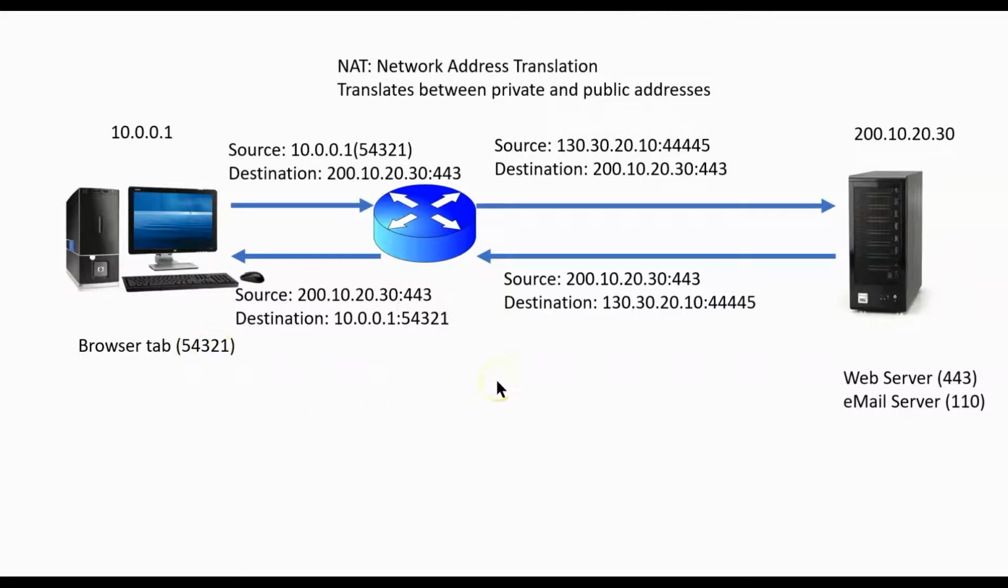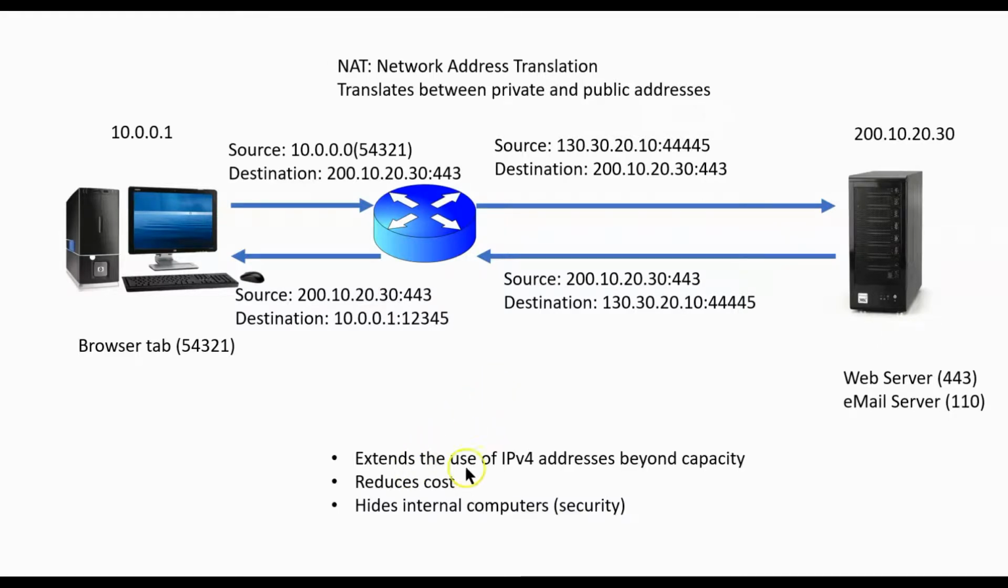Now, what does this do for us? Why do we need NAT? Well, there are 3 good reasons why we need NAT. First of all, it extends the use of IP version 4 addresses beyond its capacity. Because there can be literally thousands, and there are probably tens of thousands or millions of computers that have this same private address. And we can do that. We can duplicate the address because all of the computers on that private network are all translating to one single public IP address.